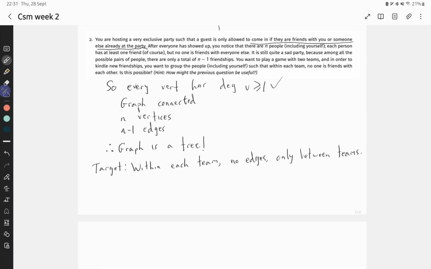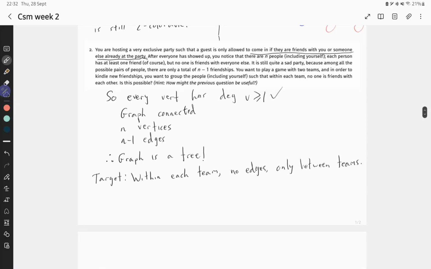And you'll realize from here, especially given the hint that suggests we use the previous question somehow, that our notion of teams here corresponds to our notion of colors from the previous question. So we can say the graph is a tree, so we can get a set A of vertices that are colored red, and a set B of vertices that are colored blue. From question 1, we know that such a coloring exists, so we can split the graph into A and B.